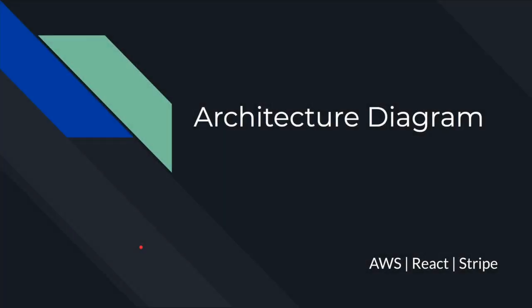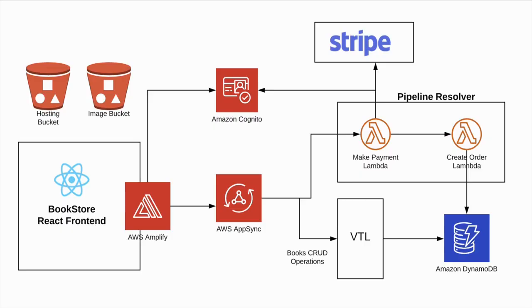Now let's look at the architecture diagram. It is not a very complex architecture that we have. We'll be using mostly serverless services. Starting from the front end of our bookstore, we'll be coding it in the React library. The final application, we'll be hosting on an S3 bucket, which has static hosting enabled. Then we also have another S3 bucket to store all the public images. These images can be accessed by anybody, authenticated or guest users.